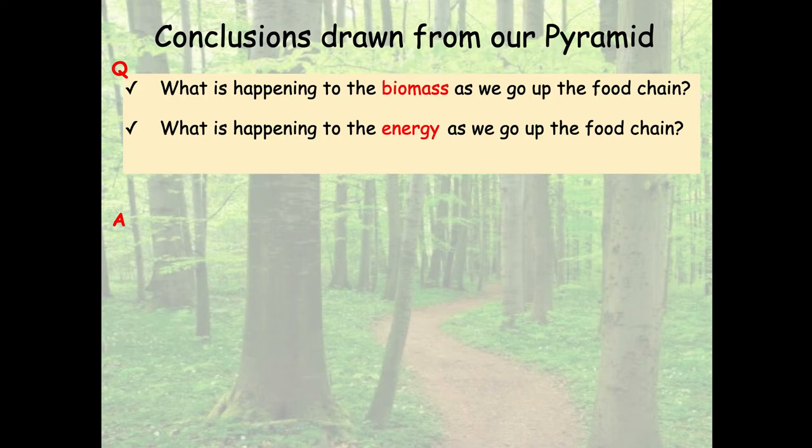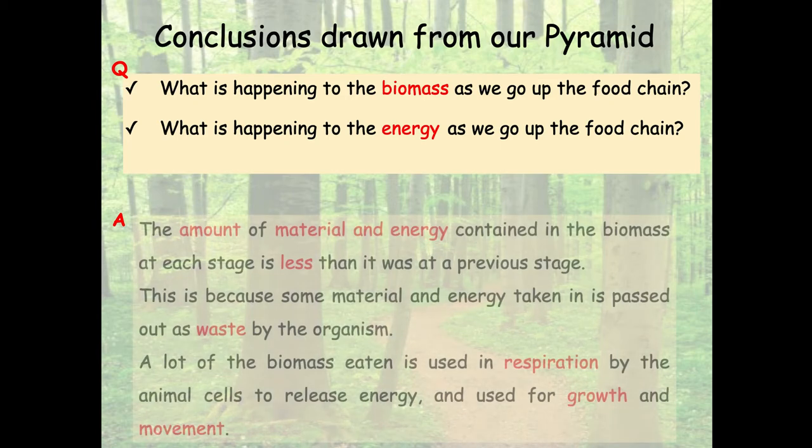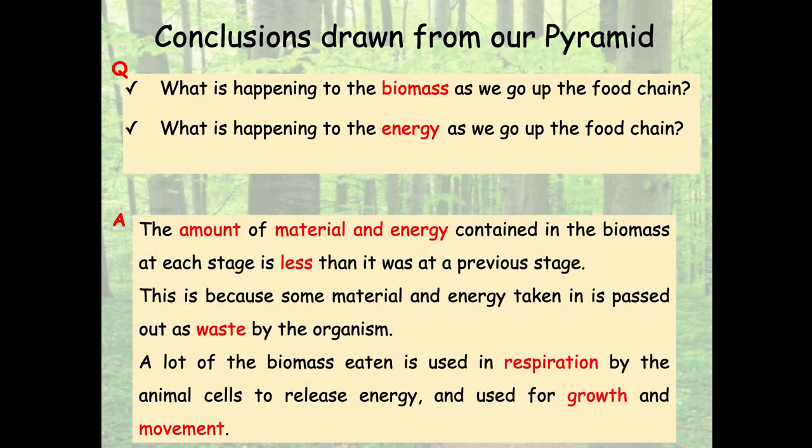So let's look at the conclusions then that we can draw from our pyramid. What's happening to the biomass? What's happening to the energy? Well, the biomass, of course, is decreasing. If you go back to that biomass pyramid that we looked at a few moments ago, as you go up through the trophic levels, the amount of biomass at each level is decreasing. Likewise with the energy, because some of the energy at every level is being lost due to respiration, including with the photoautotrophs. They also respire.